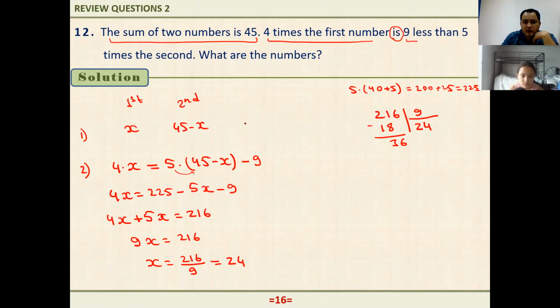So what are the numbers, Shahina? Again, we need to find 2 numbers, not 1. The first number is x, so that is 24. And how about the second number? 45 minus 24. What is it? It is 21. So we are talking about these 2 numbers.